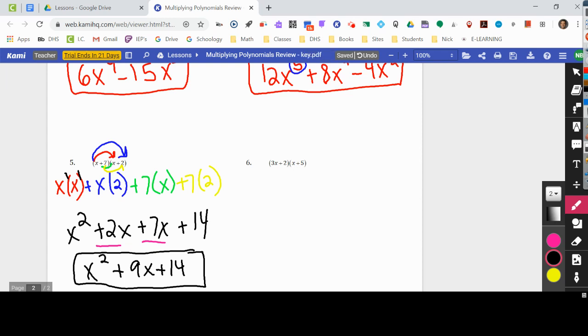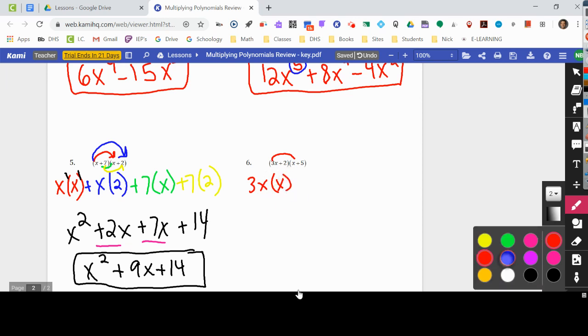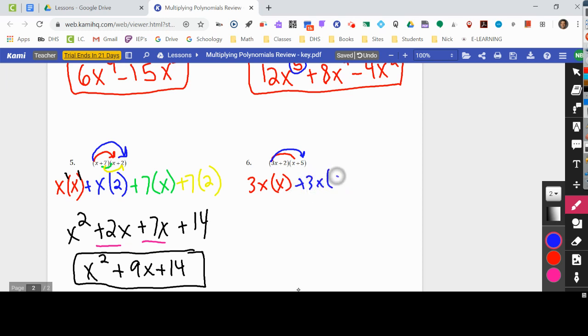All right, let's look at number 6. We have this binomial of 3x plus 2 times another binomial of x plus 5. So we're going to use our FOIL method. First terms, 3x times x. My outside terms, a positive 3x times a positive 5. My inside terms, positive 2 times a positive x. And my last terms, a positive 2 times a positive 5.